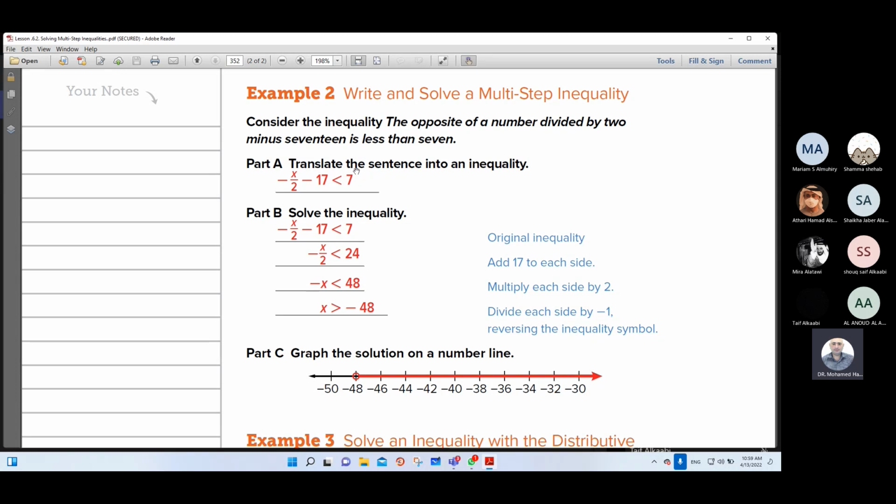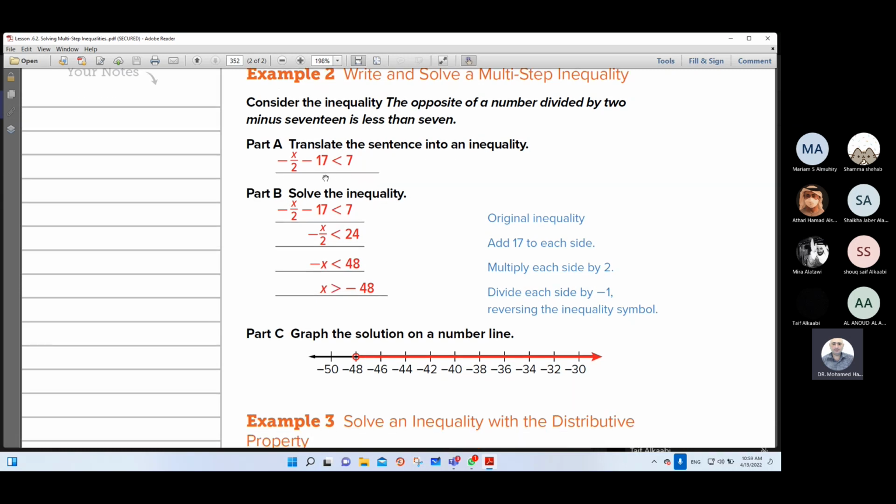So this is the inequality. The first step, translate the sentence into an inequality. The second step, solve the inequality. How to solve this inequality? At first, remove negative 17. So we can add the inverse, plus 17 here and plus 17 here. Negative 17 plus 17 will be 0, remaining negative x over 2, and 7 plus 17 will be 24.